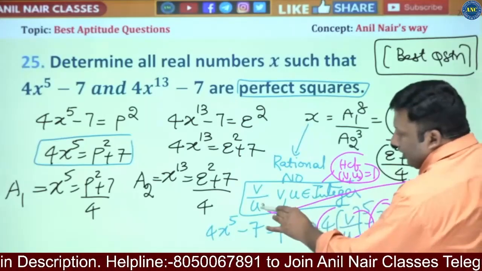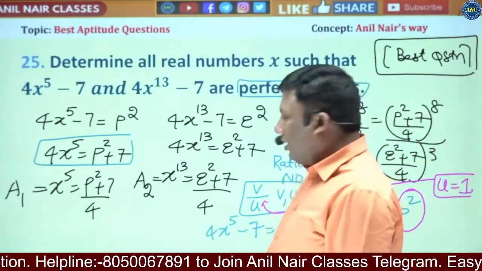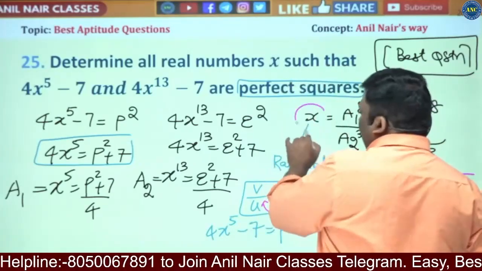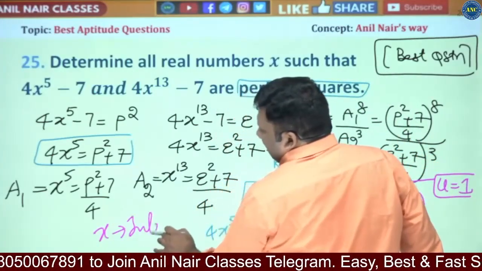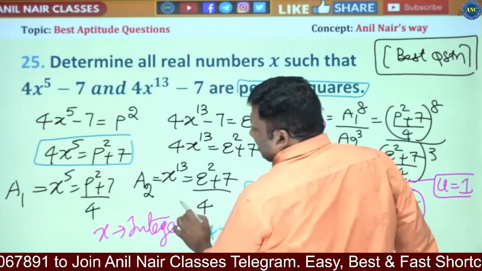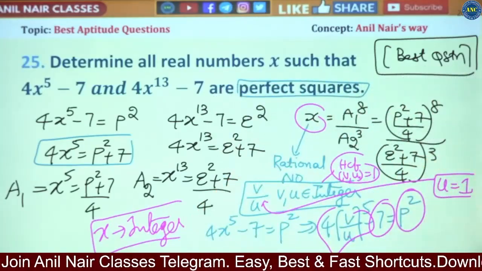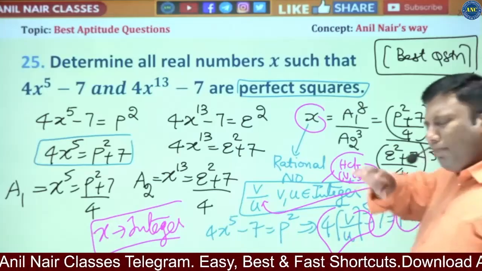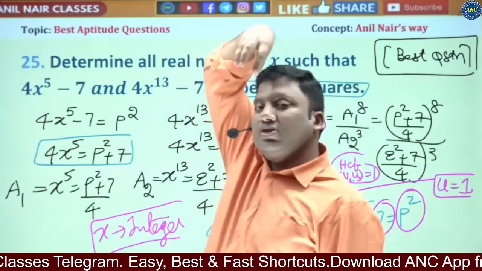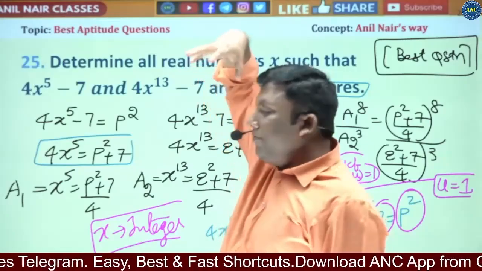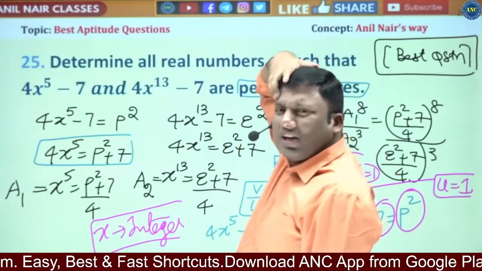If u is equivalent to 1, in a rational number, if the denominator is 1, that means the number will become an integer. I am just proving that x is an integer. The question asked is x is a real number. First I proved that x is an integer. Is this concept clear? Beautiful question, sir. Amazing question. Especially the students who are very good in mathematics will love these kinds of questions because every question will make you think, sir.